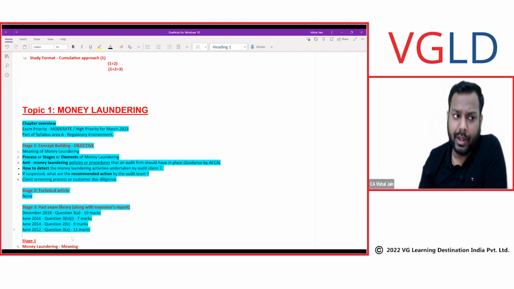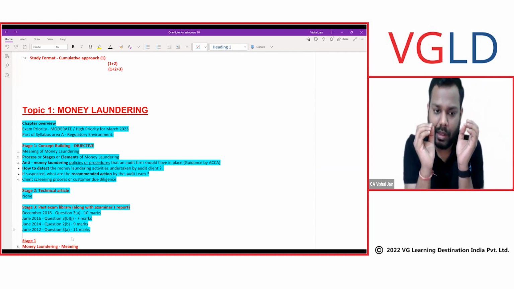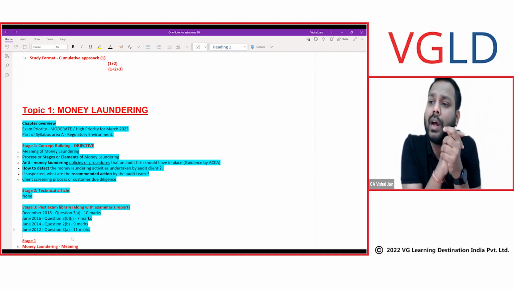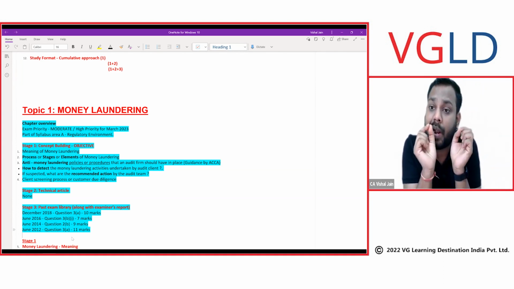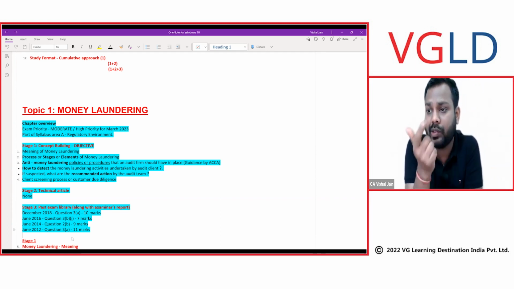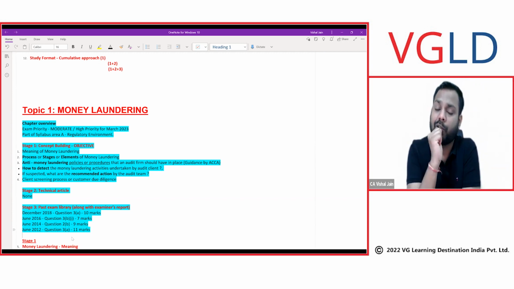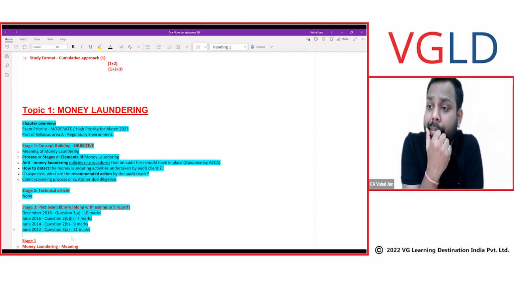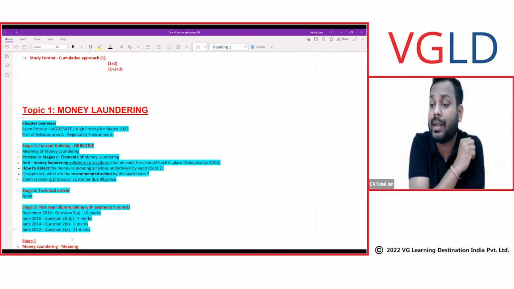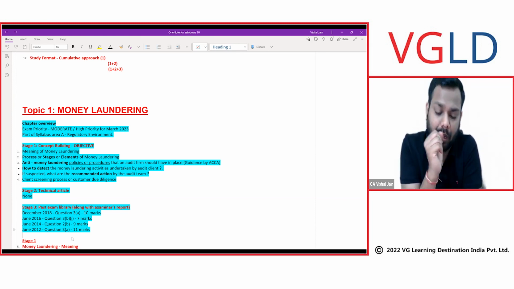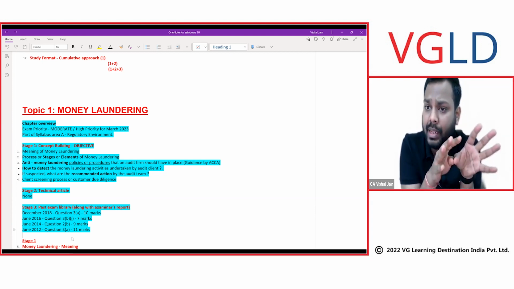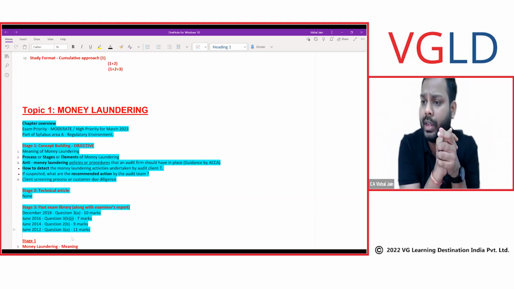Okay, correct. Now, let me give you an understanding. Some students said accounting the unaccounted money. This is partially correct, but understand what needs to be added. The unaccounted money should come from illegal sources, which was also told by Tejasri or Neha. What can be illegal sources? Bribery is an illegal way. Or ransom money is an illegal way. Or money from terrorist activities is an illegal way. So if you have black money and you are converting that to white money, it is not money laundering.